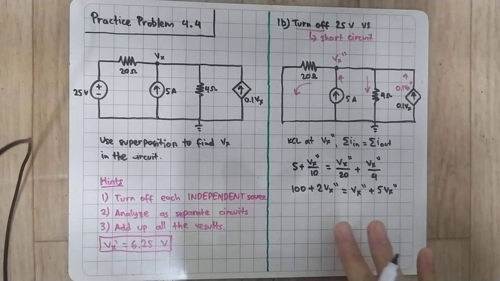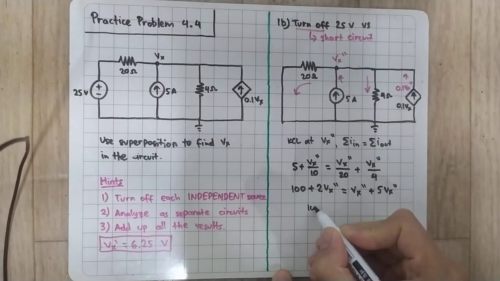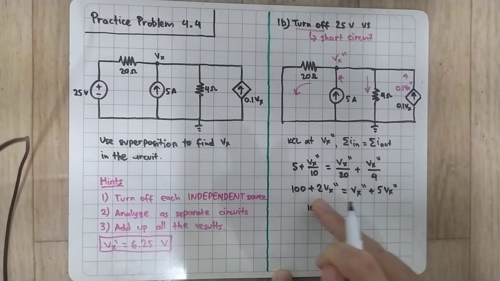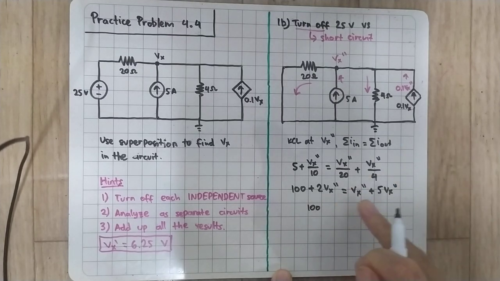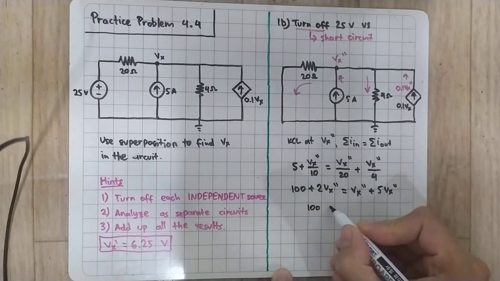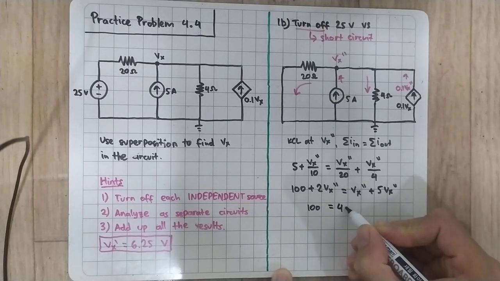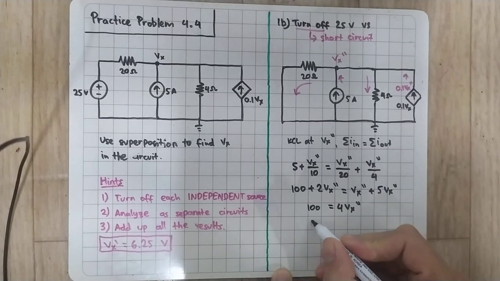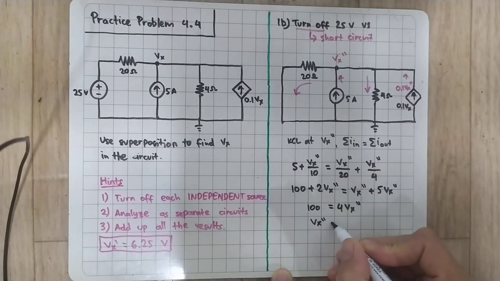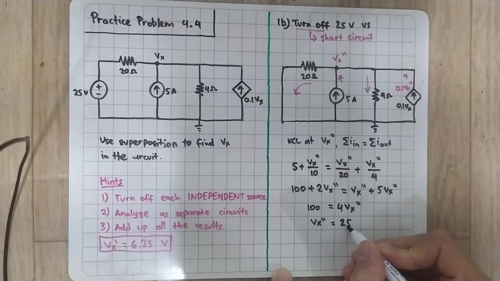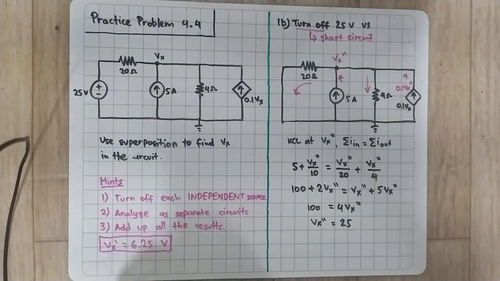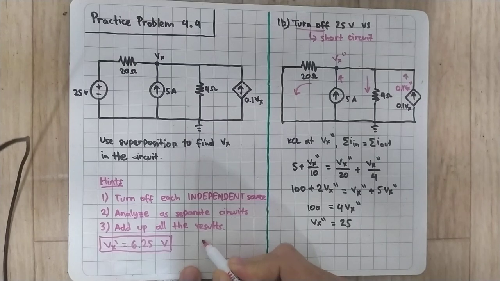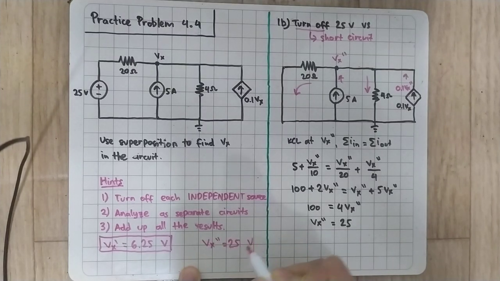Okay, let's continue the math. So I will have 100, and I can move this 2 Vx double prime to the right hand side, and 1 plus 5 is 6, 6 minus 2 is 4. So we'll have 100 equals 4 Vx double prime. And so Vx double prime is equal to 25. Okay, let's save that. So we'll have Vx double prime is equal to 25 volt.